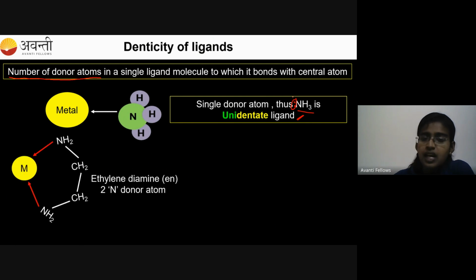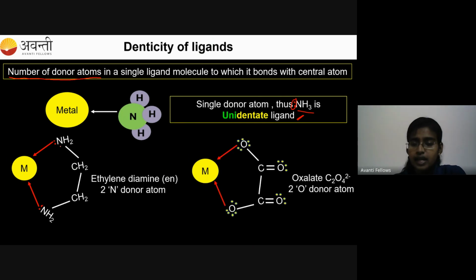And if a ligand has 2 donor sites, then it is a didentate ligand. In this example, ethylenediamine, for one ethylenediamine, 2 donating sites are there. Since we have 2 nitrogens, the electrons can come from both sides. 2 electron pairs are there, so it is didentate.